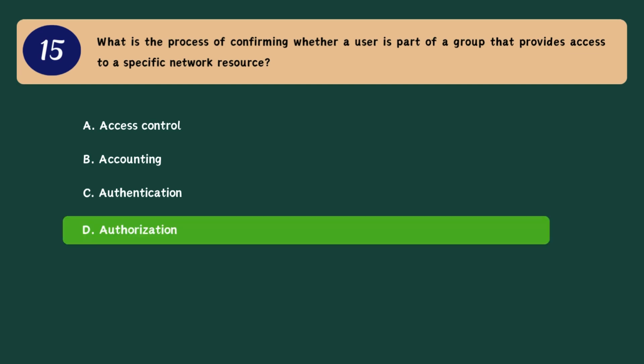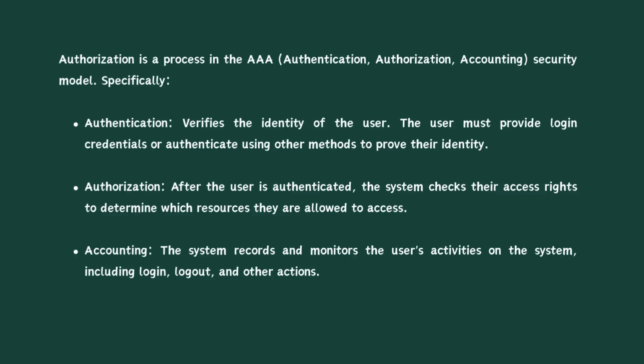Correct answer. D. Authorization. Authorization is a process in the CompTIA authentication, authorization, accounting security model. Specifically, 1. Authentication. Verifies the identity of the user. The user must provide login credentials or authenticate using other methods to prove their identity.